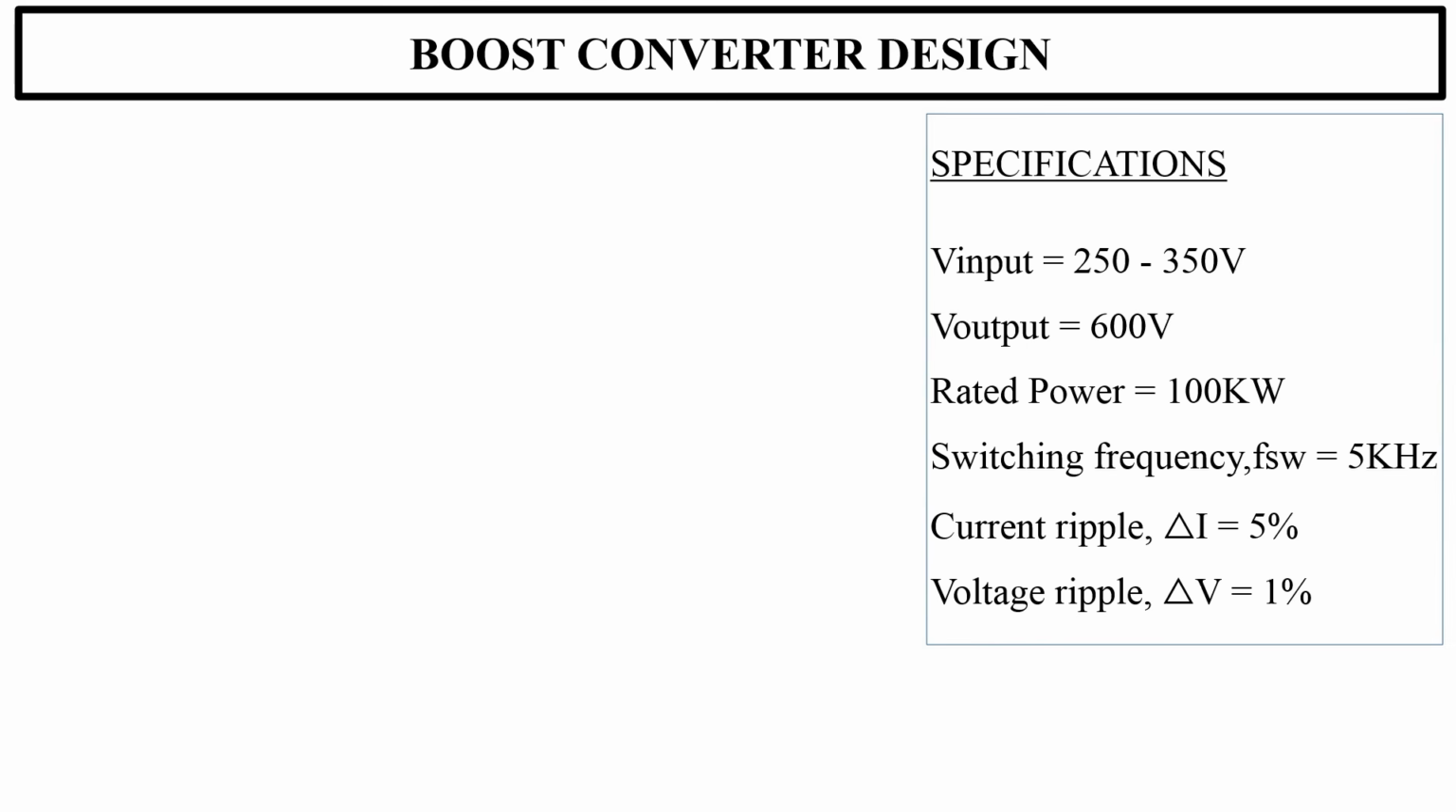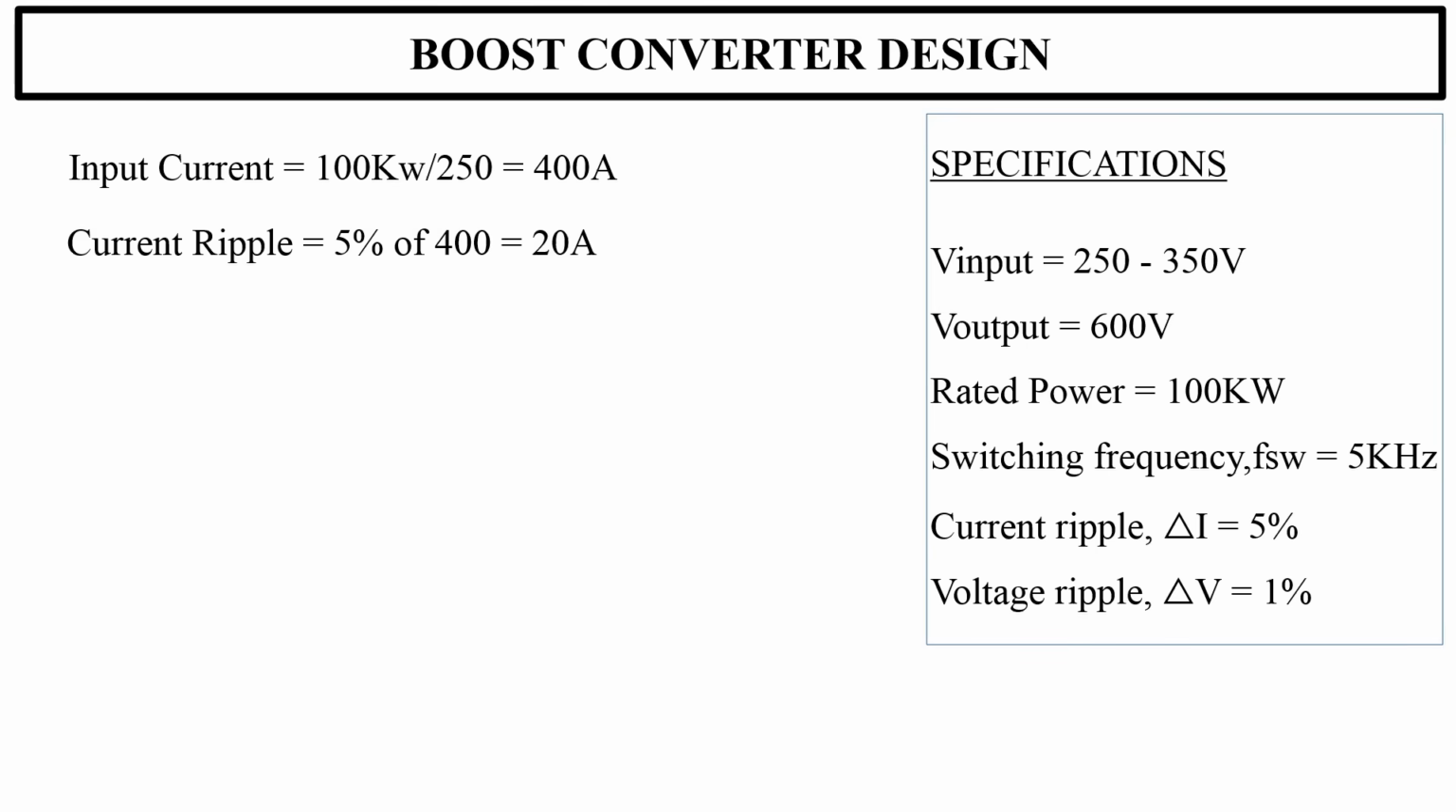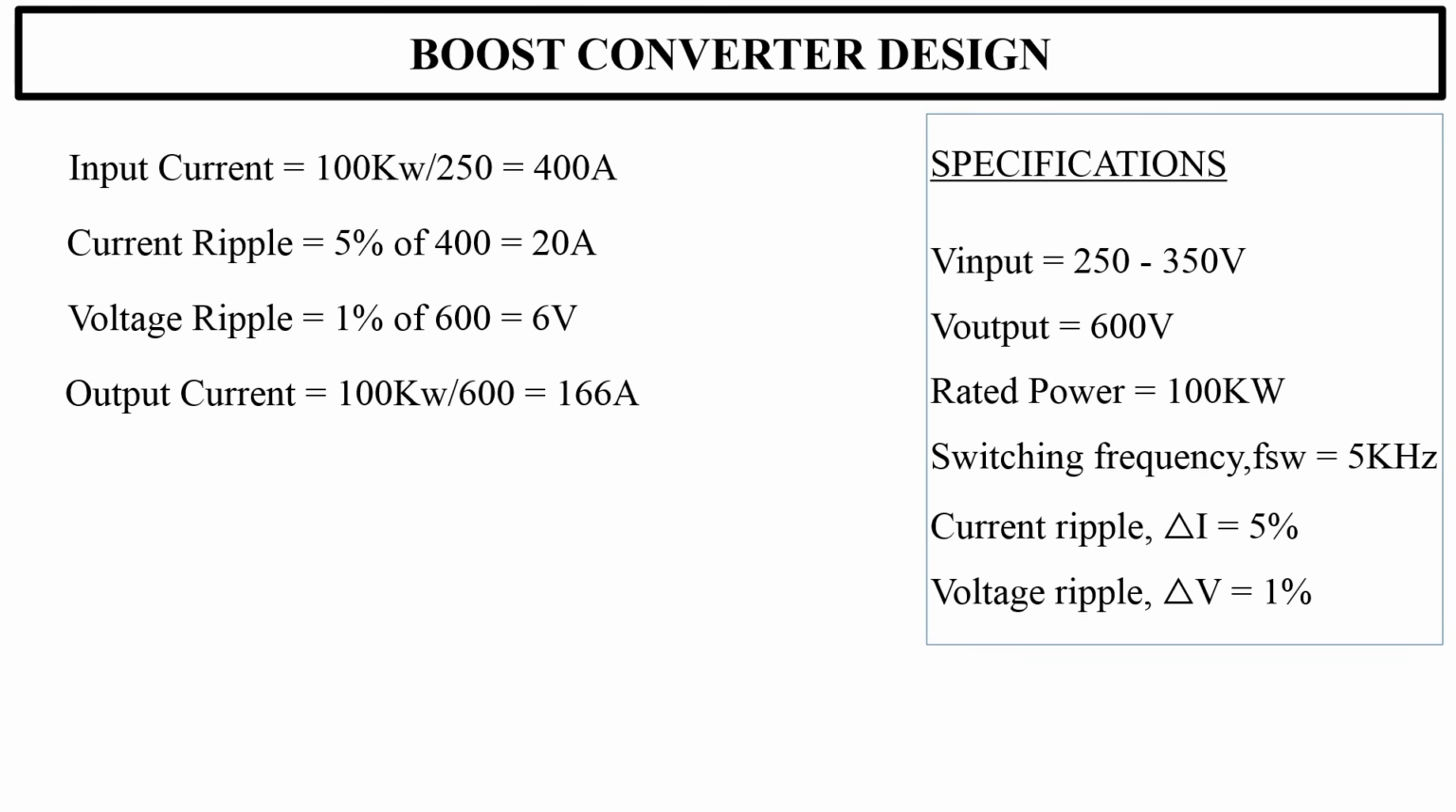The solar operating voltage range is between 250 volt and 350 volt. Input current is rated power divided by input voltage. That is 400 ampere. Therefore the current ripple is 5% of 400 amps. That is 20 amps. Now voltage ripple is 1% of the output voltage. That is 6 volt. Output current is given by rated power divided by the output voltage. That will give 166 amps.